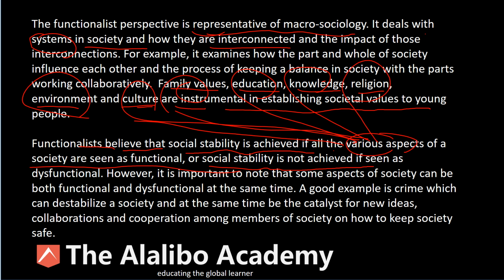And that's why sociologists spend a lot of time to investigate and research these factors and aspects to determine how they contribute to society's stability. It is important to note that some aspects of society can be both functional and dysfunctional, as we just said moments ago, and crime becomes an example because it provides opportunity for society to come together and devise a solution towards a peaceful society. This is the functionalist perspective, a key sociological theory.